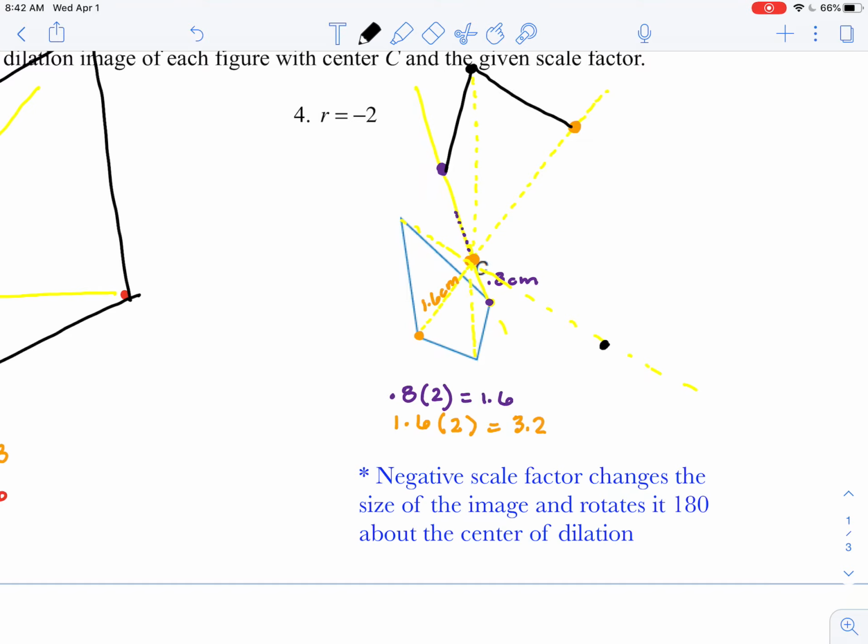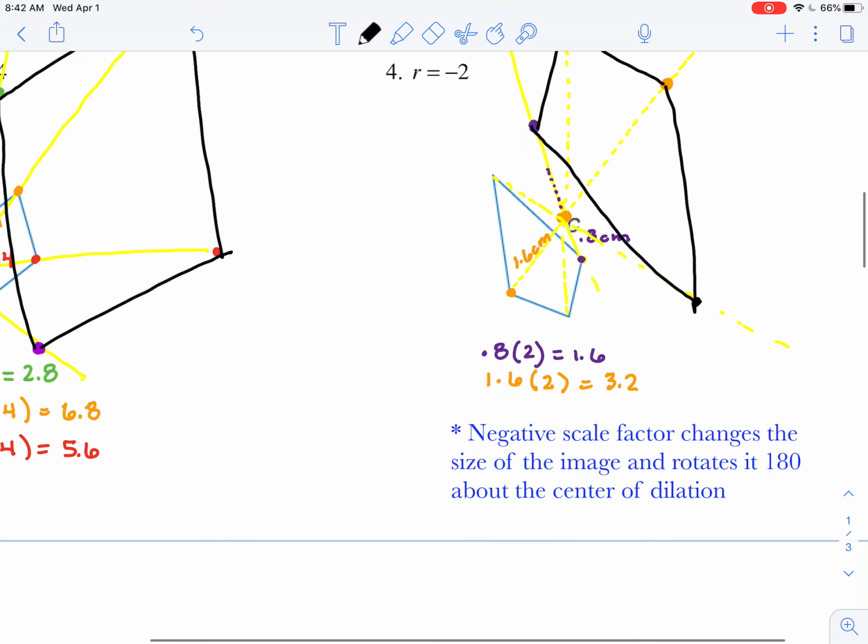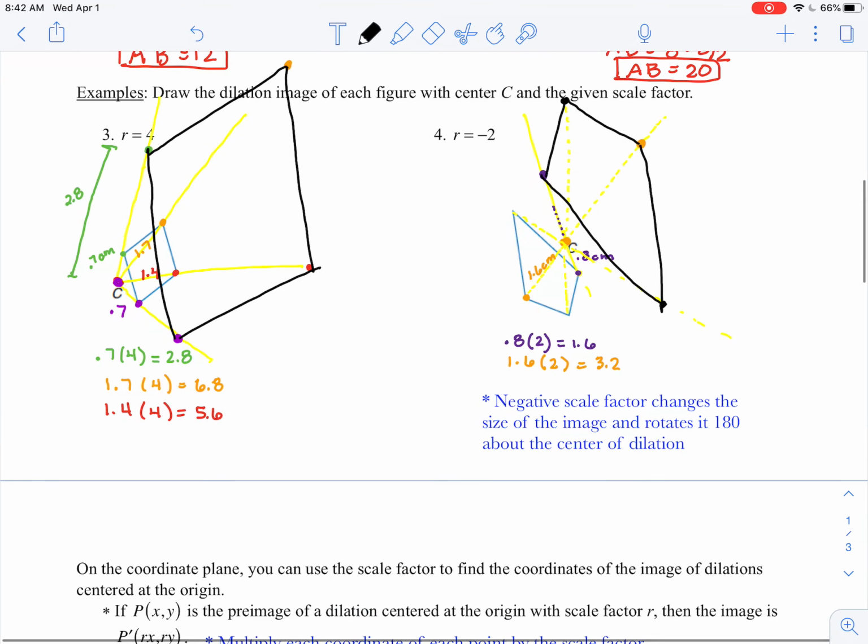Okay, when you dilate the other points and connect their vertices, the image here should look about like this. It should be a shape similar to the pre-image, twice as large, but notice it's also rotated 180 degrees. Again, I'll upload my note sheet that this is done by hand so that you can see the measurements and what this would look like on your exact note sheet.